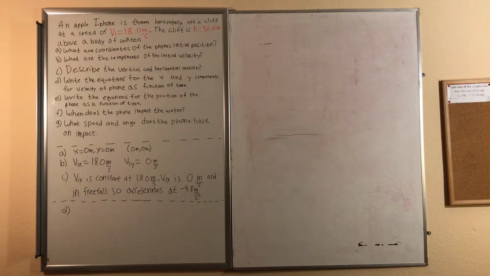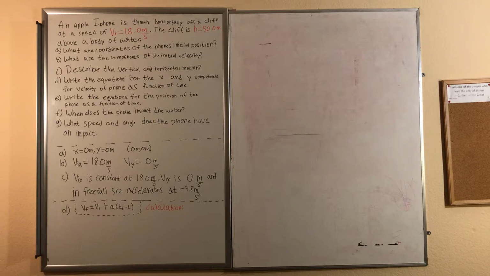For part D, we need to find the components for velocity as a function of time. The equation needed for velocity as a function of time is the final velocity equals initial velocity plus acceleration times final time minus initial time. We have the relation between velocity and time. With the equation, it's time to calculate.